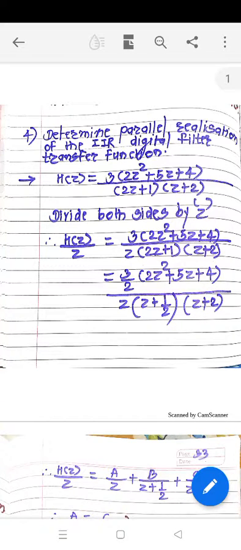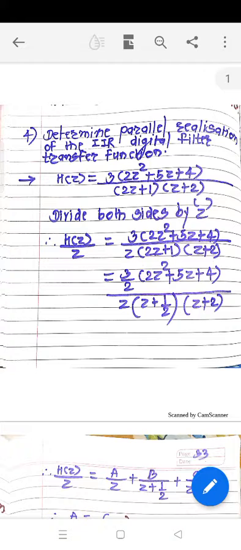So now this is the next numerical. Determine the parallel realization of the IIR digital filter of the transfer function. So given H of z, it is with us. H of z is 3 (2z square plus 5z plus 4) divided by (2z plus 1)(z plus 2). Divide both sides by z.